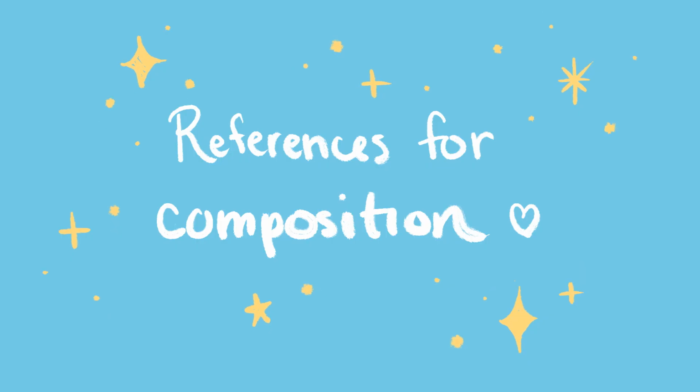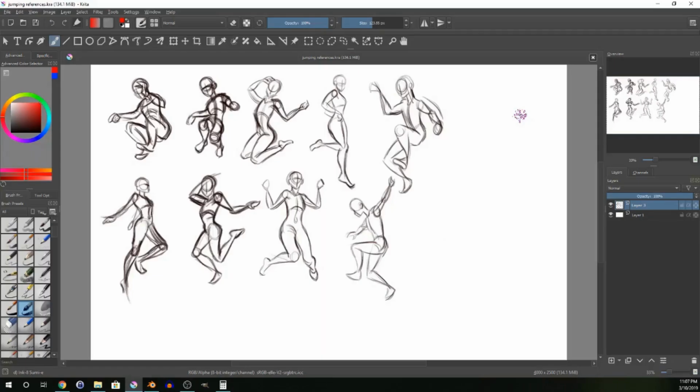The next way I use references is to figure out the composition of my illustrations. I don't know much about composition, so I look for illustrations that work for me, and then I take elements of those illustrations in order to create my thumbnail sketches.